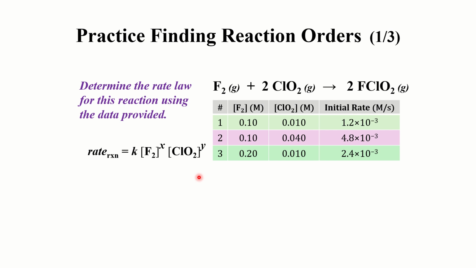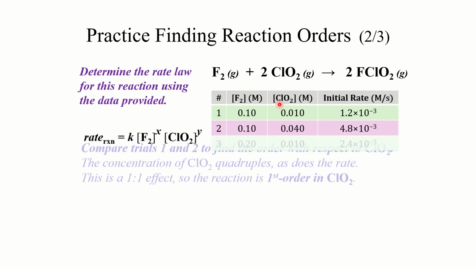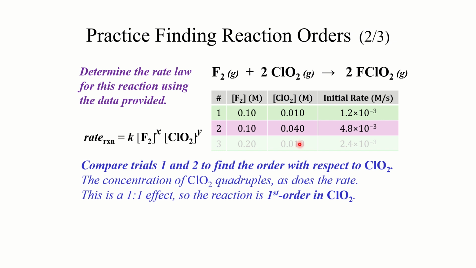So let's suppose I wanted to start by finding the reaction order of ClO2 first. If I want to find the reaction order for ClO2, I need to pick two trials where ClO2's concentration is different, but the other reactant's concentration is the same. So again, to repeat that, I need to choose two trials where ClO2's concentration is different in the two trials, but the other reactant's concentration is the same. So to me, that points to trials 1 and 2.